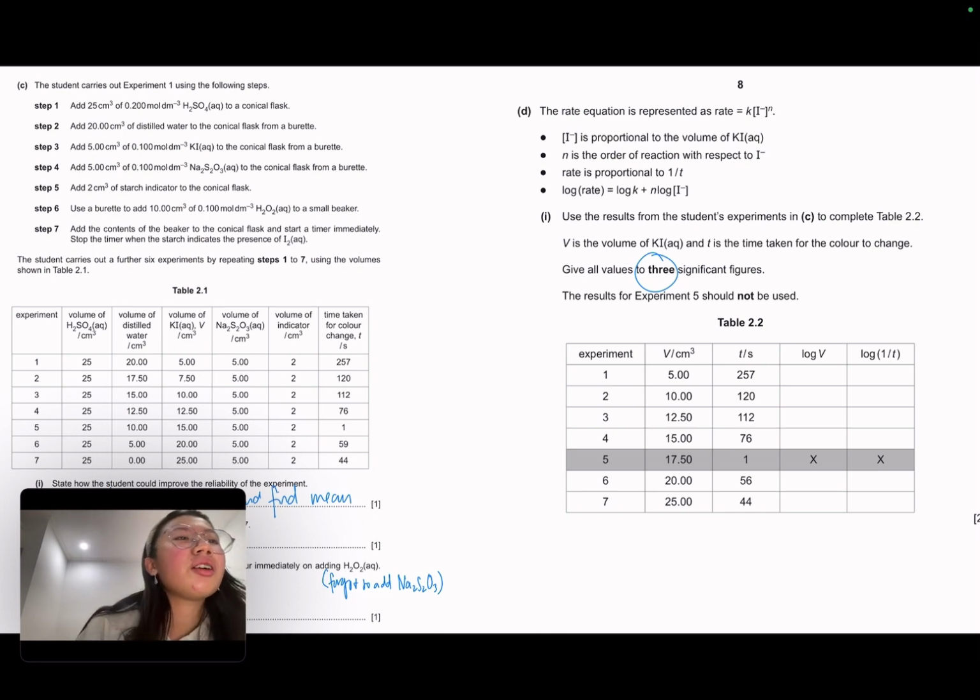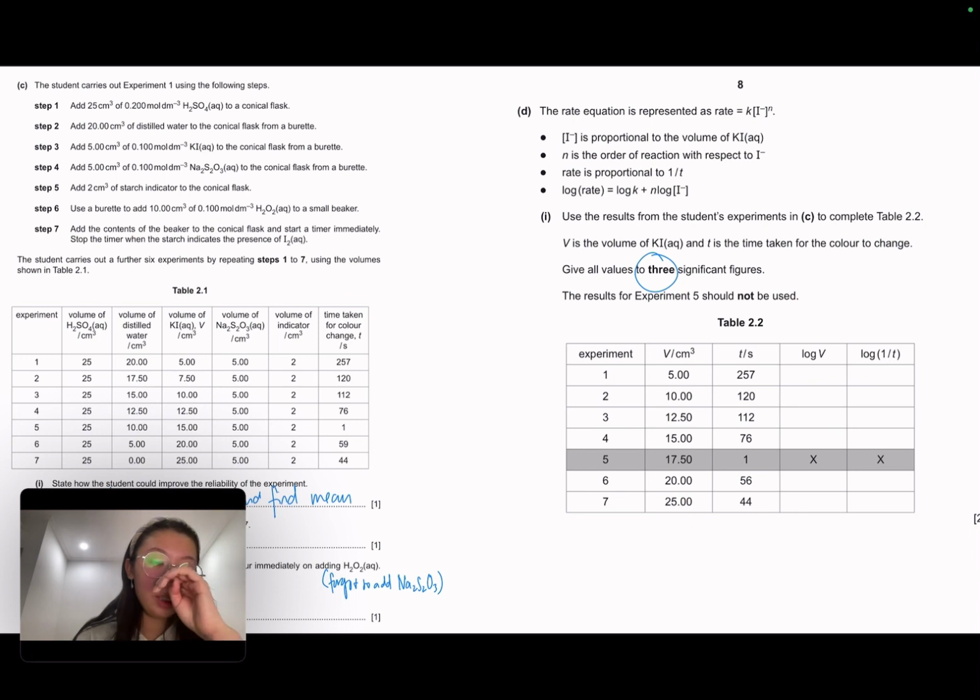Next, use the results from the student's experiment in part C to complete table 2.2. V is the volume of KI and t is the time taken for the color to change. Give all values to 3 significant figures. The result for experiment 5 should not be used.